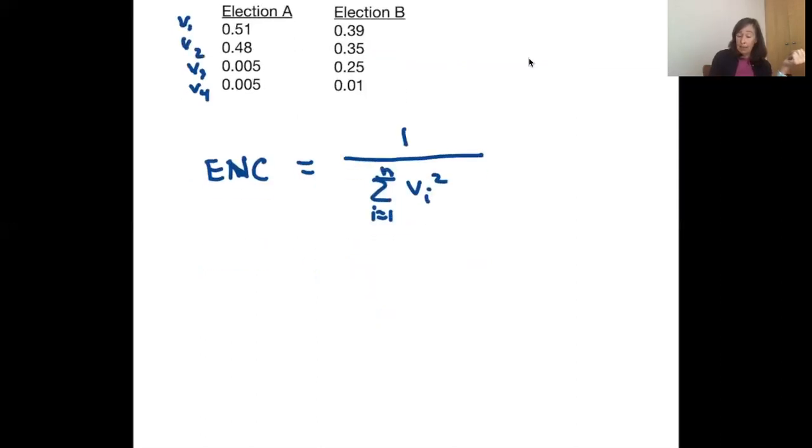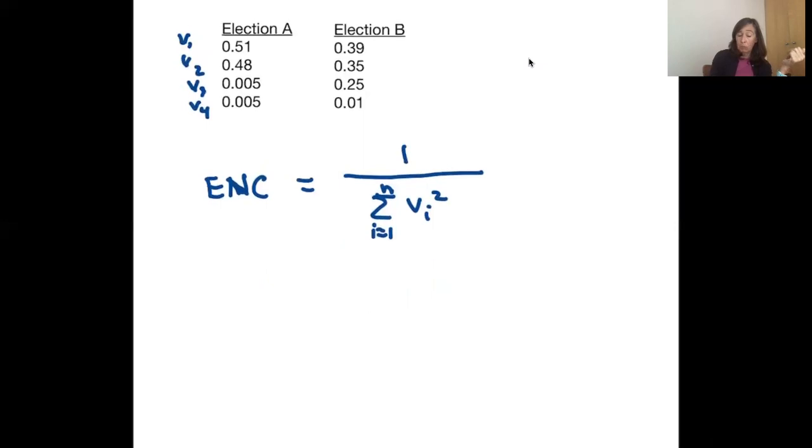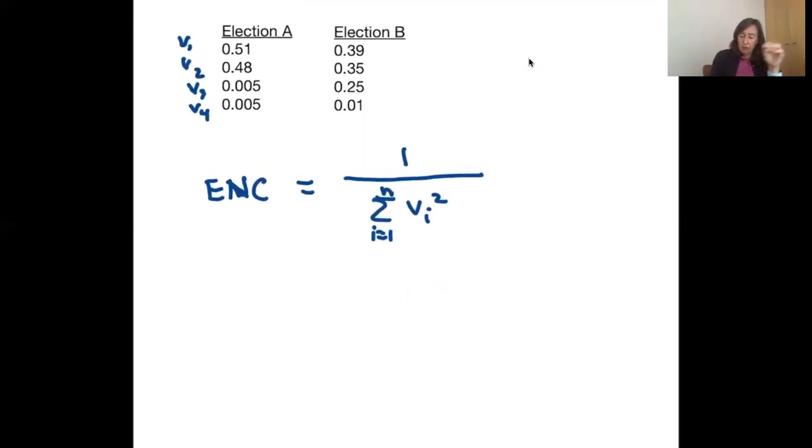So if we apply that to this situation, let's first write out what that means in the case where n equals 4.